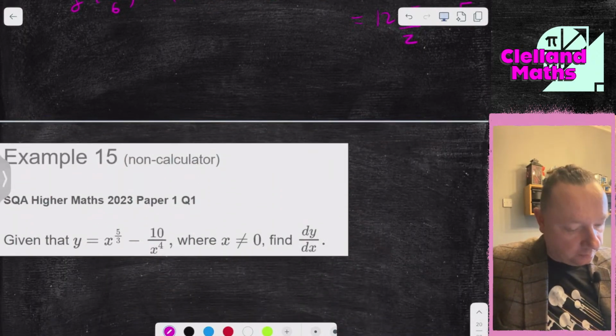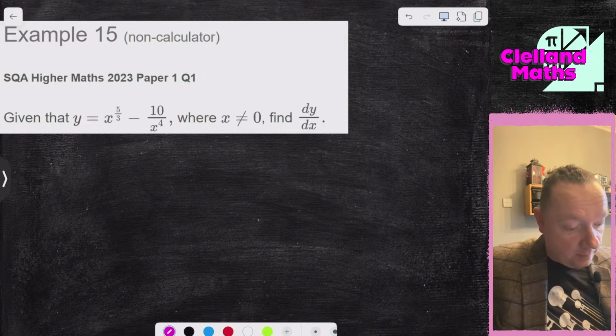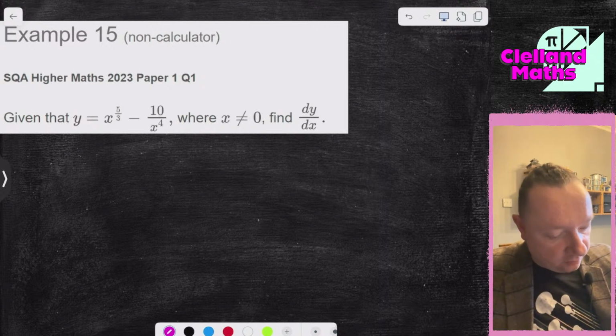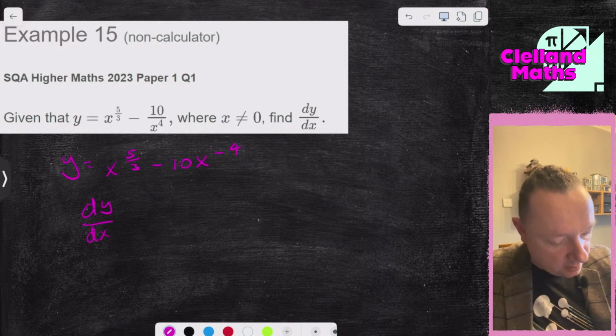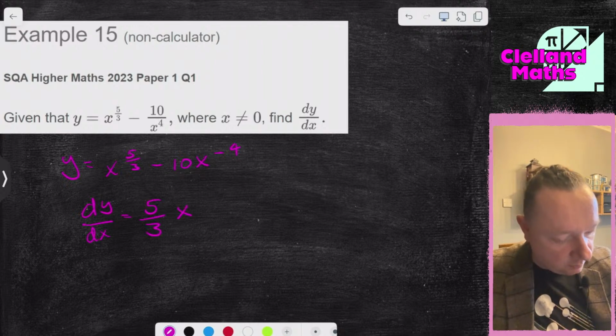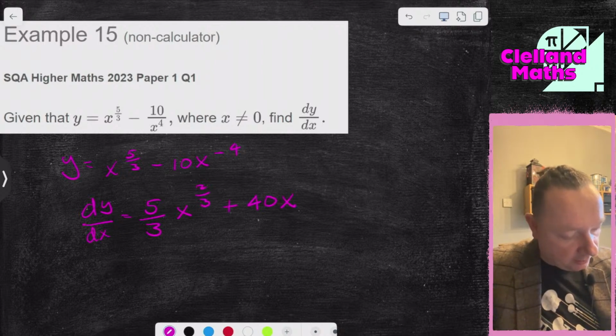Let's look at the next one. Example 15. SQA Higher Maths 2023 Paper 1 Question 1. Find dy by dx for this. So get it ready to differentiate: x to the 5/3 minus 10x to the minus 4. dy by dx then: 5/3 comes down, x to the 5/3 minus 1, so 5 minus 3 is 2/3. Minus times a minus is a plus, 40x to the minus 4 take away 1 is minus 5.